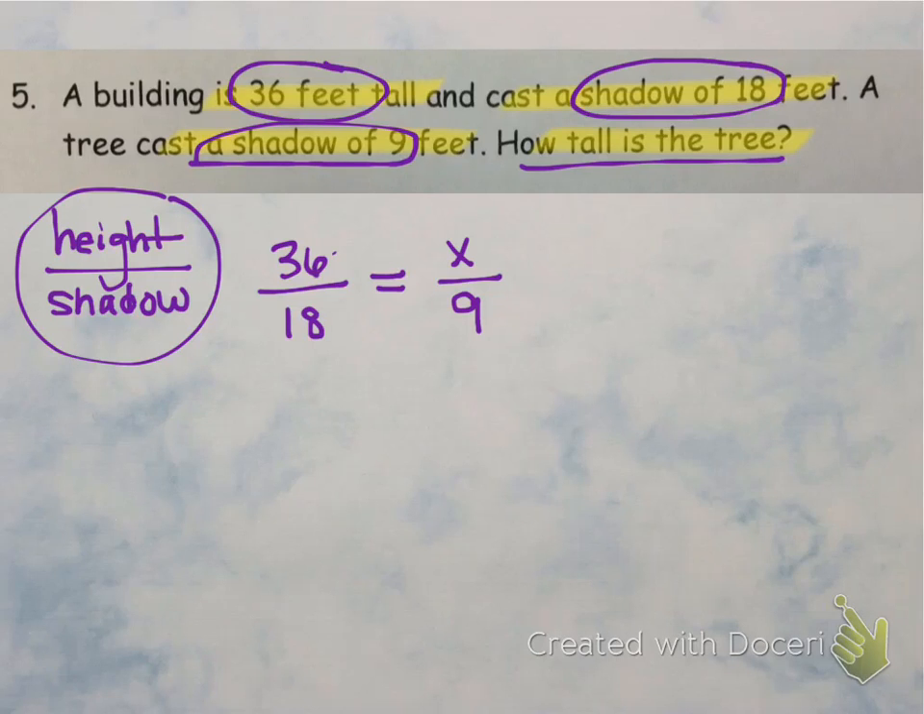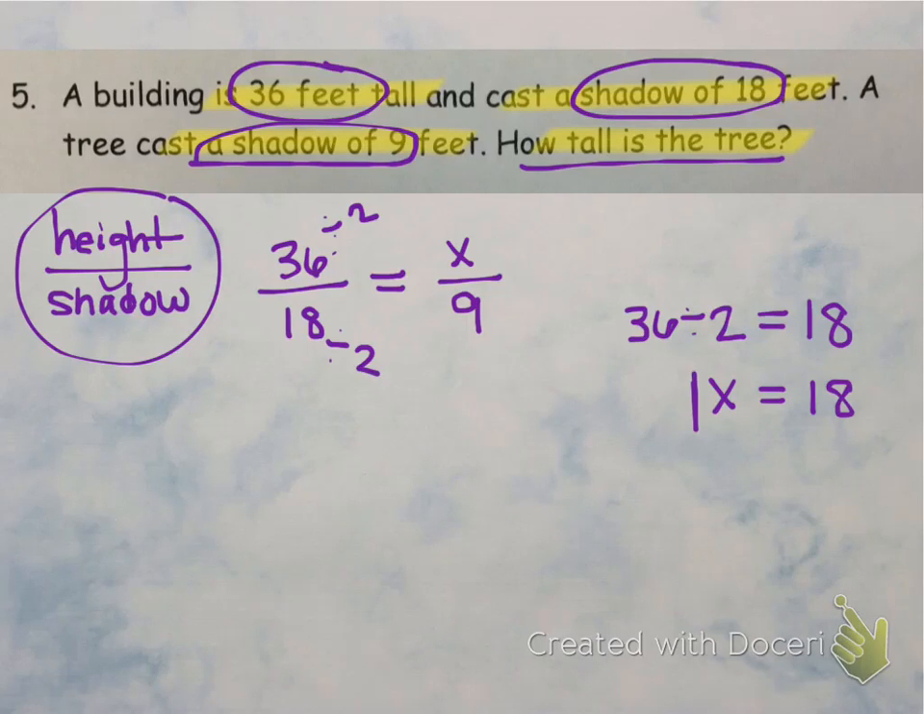We can say, how do we get 18 to 9? If I divide 18 by 2, I get 9, and what I do to my denominator, I have to do to my numerator. So I take 36 and I divide 36 by 2. So when I divide 36 by 2, we should get 18. So our x equals 18. We have our final answer, so we're going to box it. X equals 18. What are we talking about? We're talking about the height of the tree, so 18 feet.